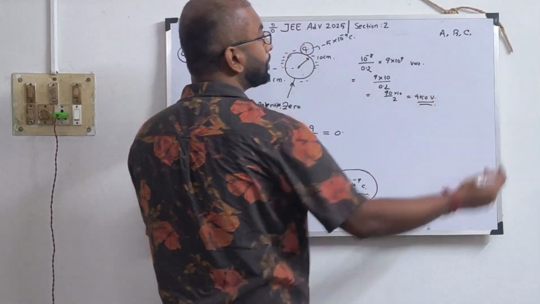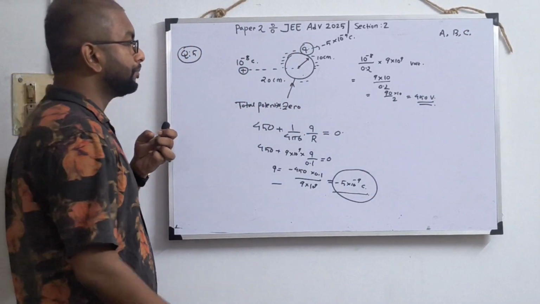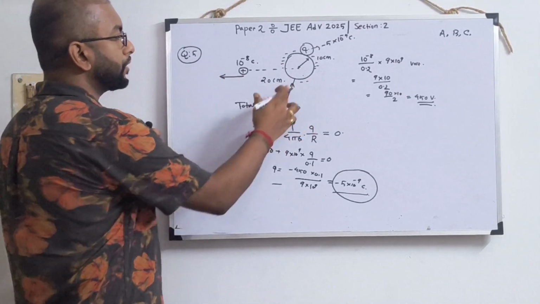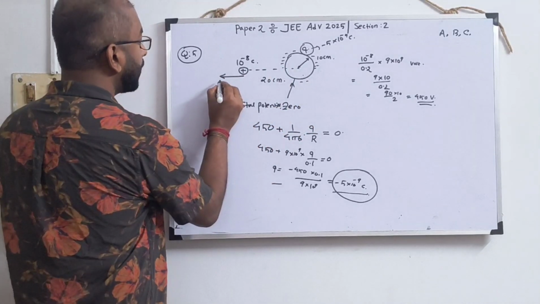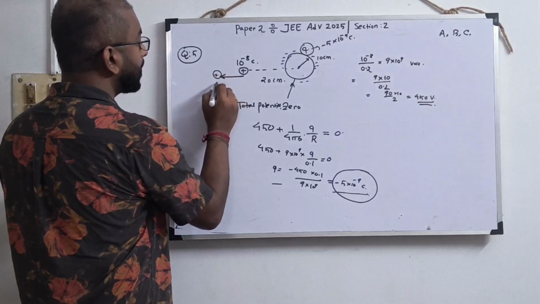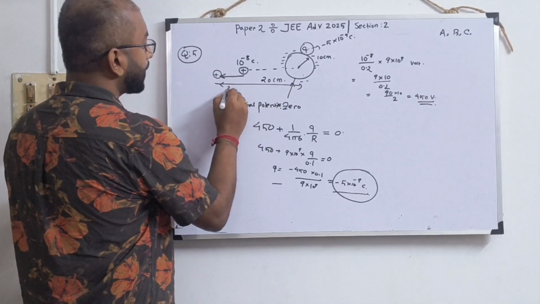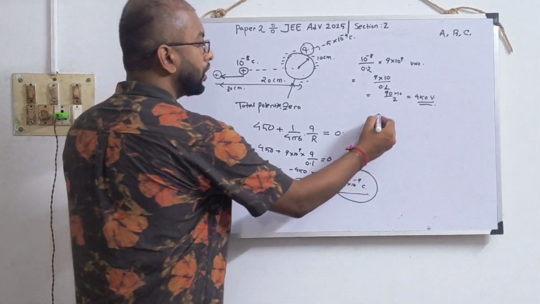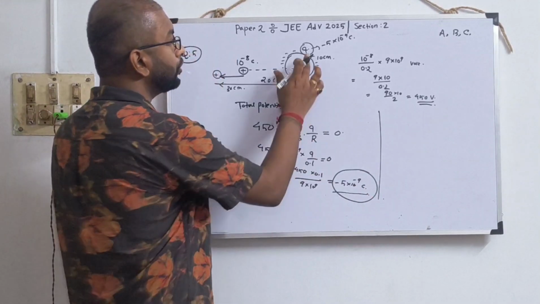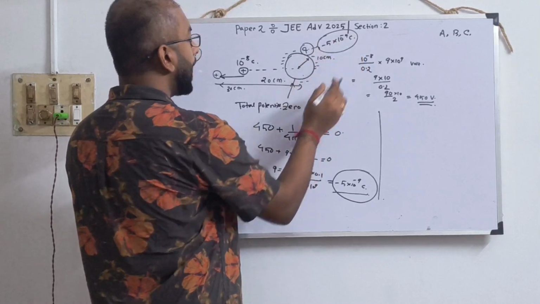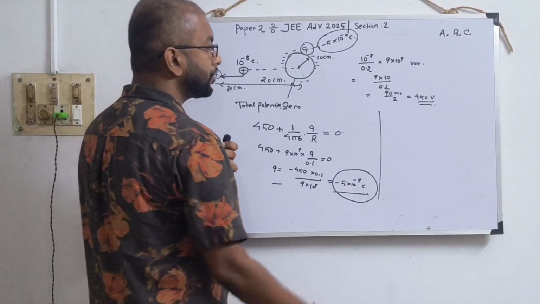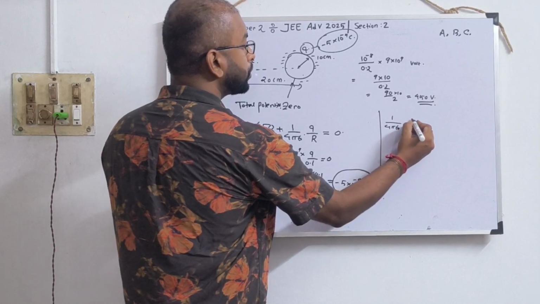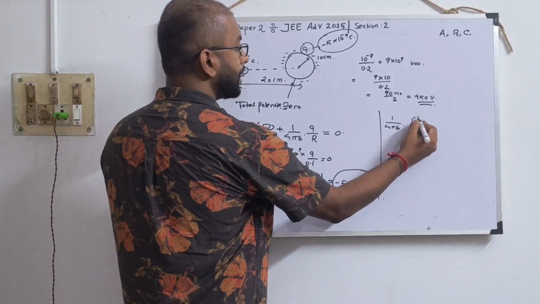Now let us examine option D. Now this point charge is displaced by 10 centimeter away from the center of the sphere. Right now the distance of the point charge has become 30 centimeter from the center of the sphere. So what will be the potential? The potential will be due to the induced charge as well as due to the point charge. Due to the point charge, the potential will be 1 by 4 pi epsilon naught into q, that is 10 to the minus 8.